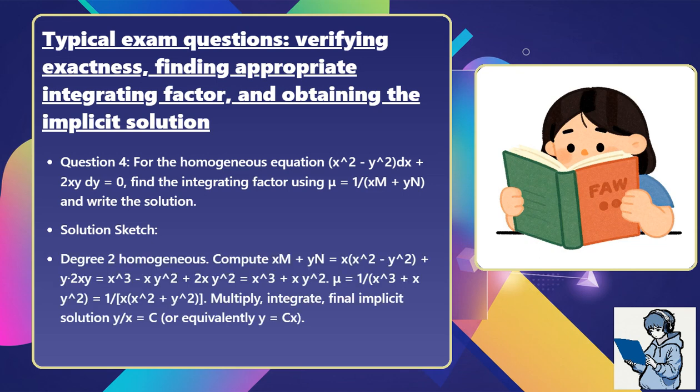Compute xM plus yN equals x times (x squared minus y squared) plus y times 2xy equals x cubed minus xy squared plus 2xy squared equals x cubed plus xy squared. Mu equals 1 over x cubed plus xy squared, which is 1 over x times (x squared plus y squared). Multiply, integrate, final implicit solution: y divided by x equals C, or equivalently y equals Cx.